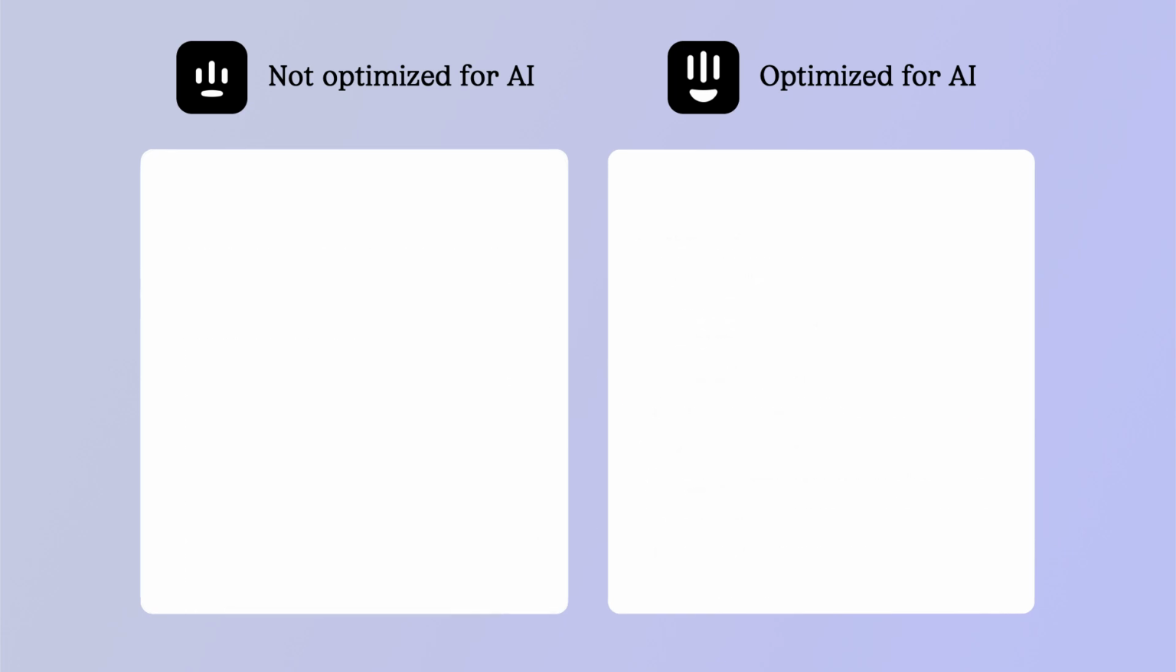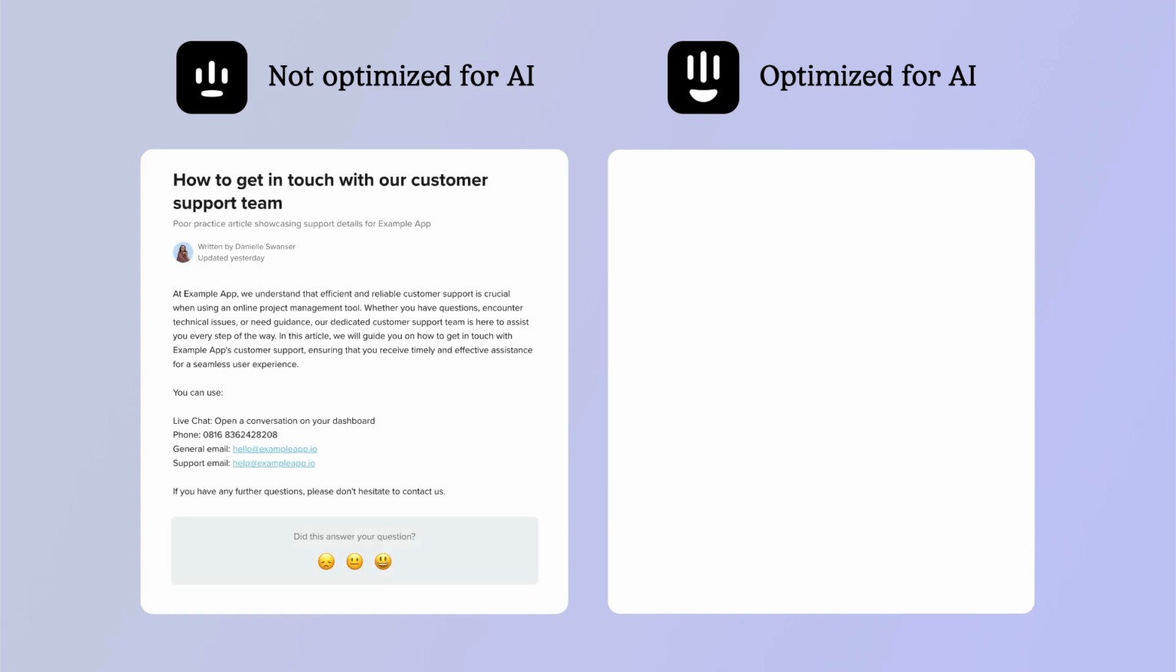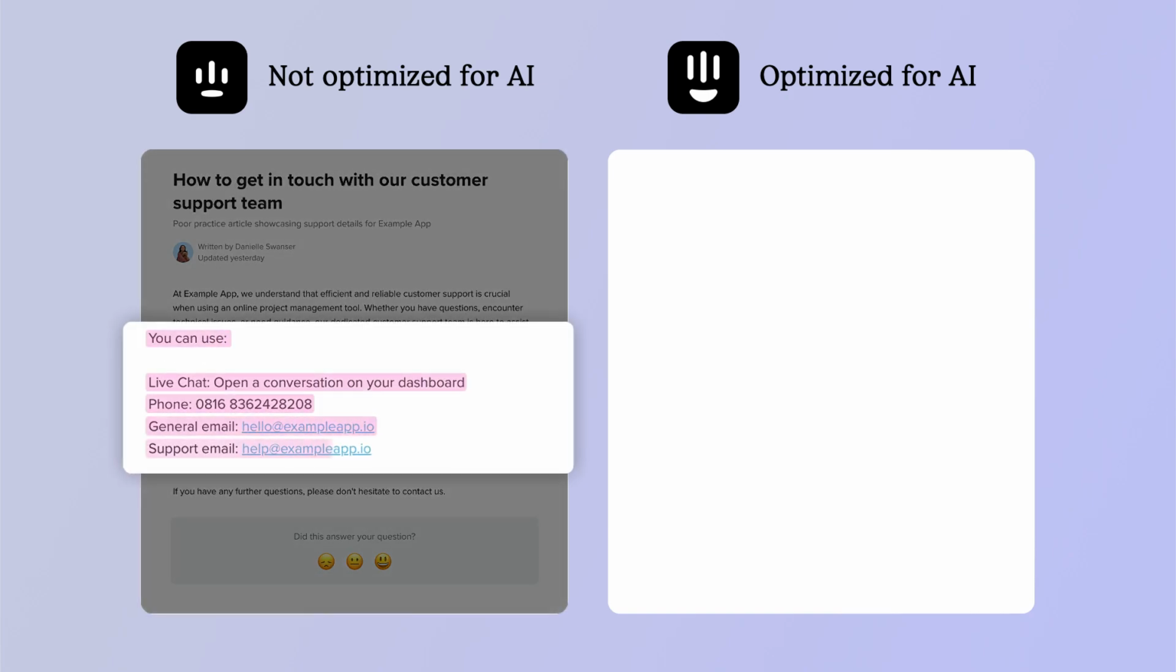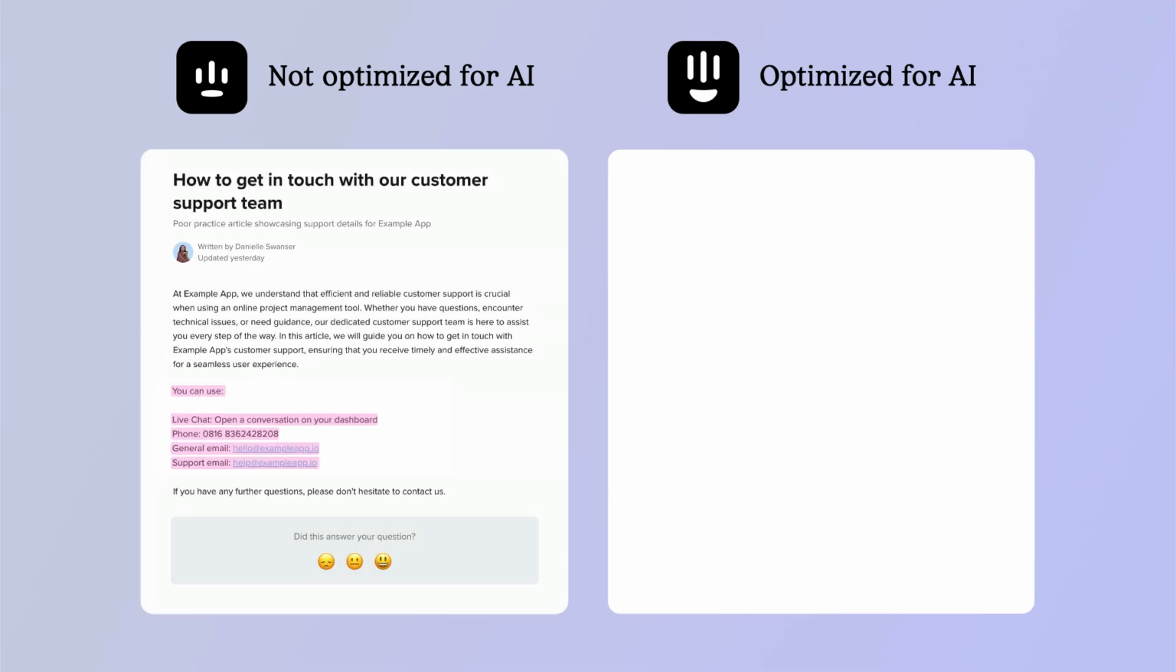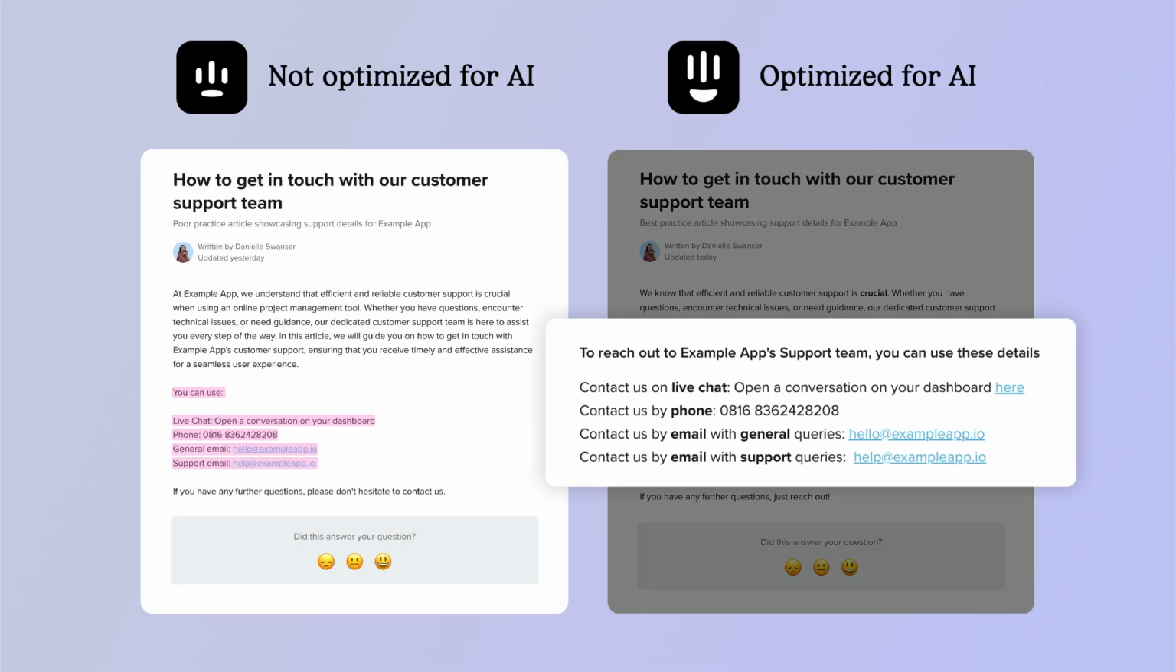The same thing works when you have information specific to a particular situation, like these contact details on the left. By being vague about what the details are for, or what the context is here, it'll be harder for Finn to share these with customers. Whereas on the right, we're restating the question and being really clear about what these contact details are for and why you'd use them.